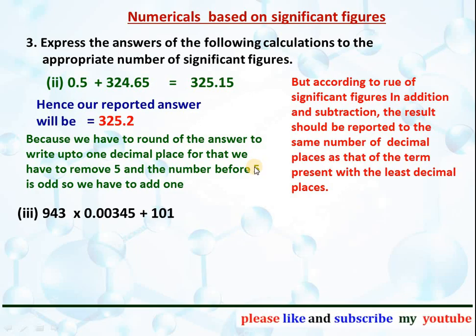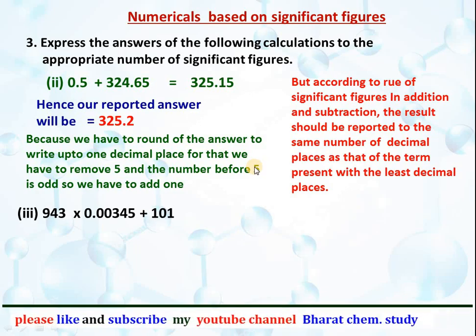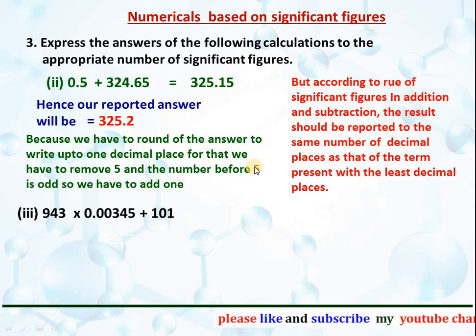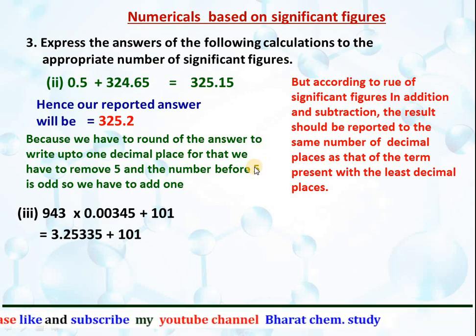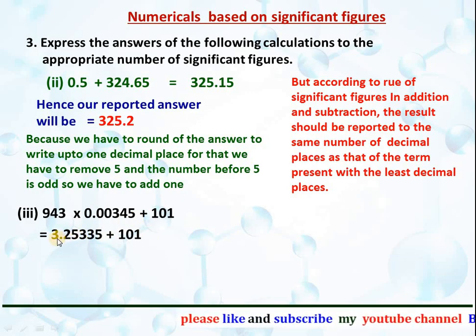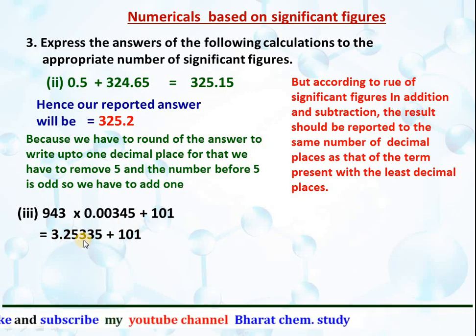In the third case, 943 into 0.00345 plus 101. Here first we have to do the multiplication, and then we have to add 101. The calculation says that when we multiply 943 with 0.00345, the answer is 3.25335.